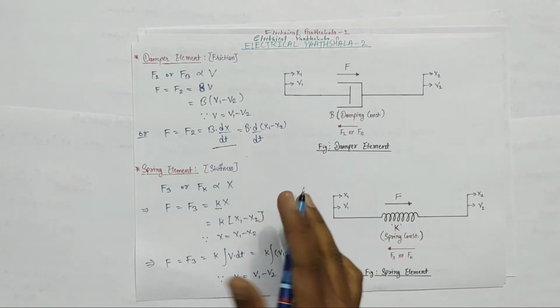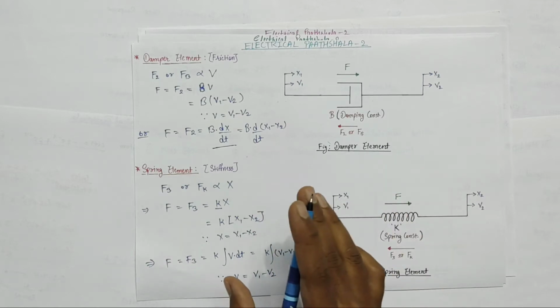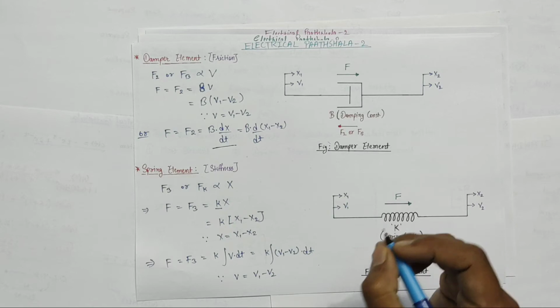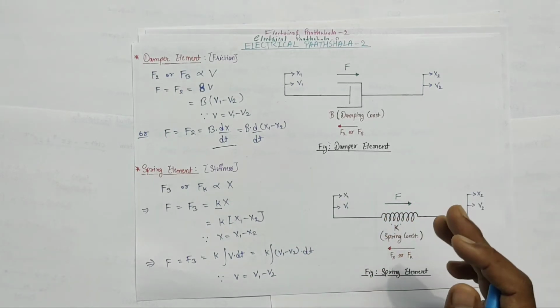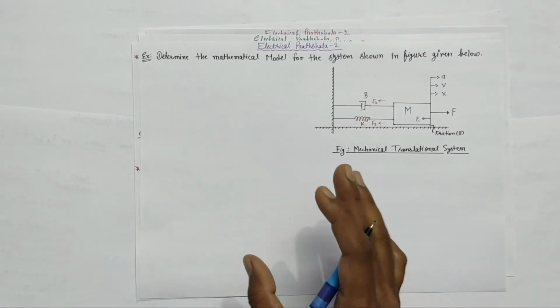Now in a practical situation, all three elements are always present, because a body will always have some mass, it will have some order of stiffness, and there will always be some friction present between the surface and the body. So in a practical situation, all three elements are present. Now let's solve this example.